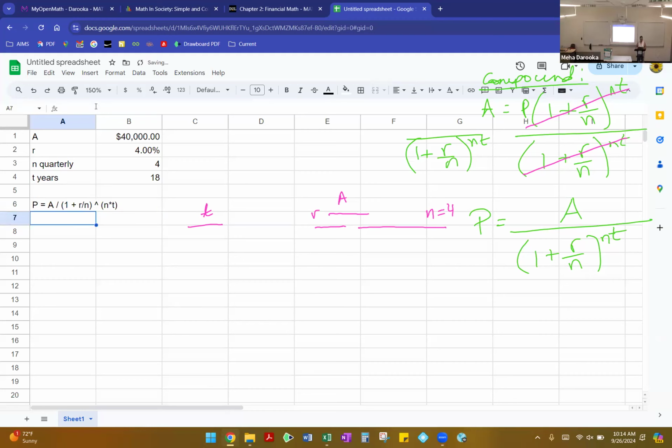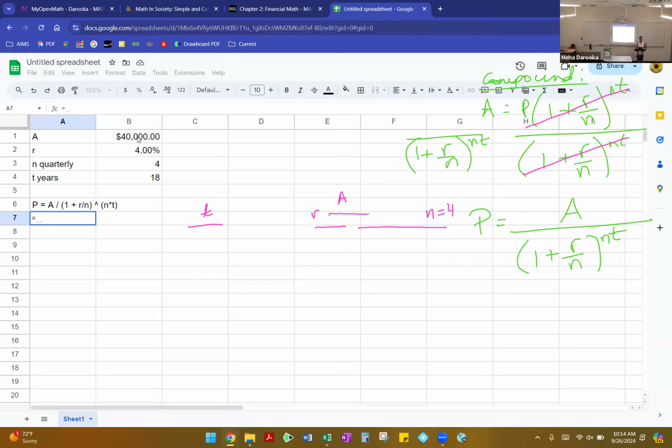Just so you can see it a little bit more spread out. But I would definitely write this one down also, just so you know what it looks like on its own. Okay, so how do we calculate that? We're calculating P, so of course, start out by using the equal sign.